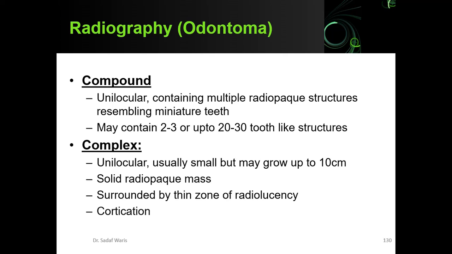The complex form of odontoma is again a unilocular lesion. Usually they are small, but they can grow to large sizes that may range up to 10 centimeters. They appear as a solid radiopaque mass, which is surrounded by a thin zone of radiolucency.